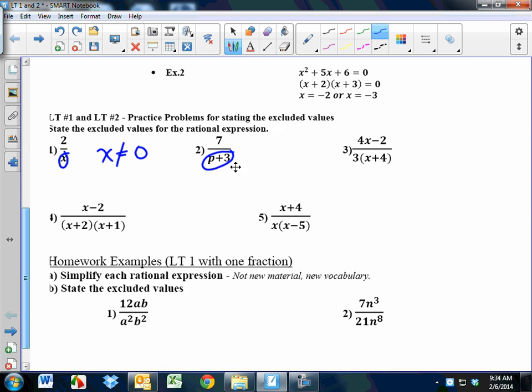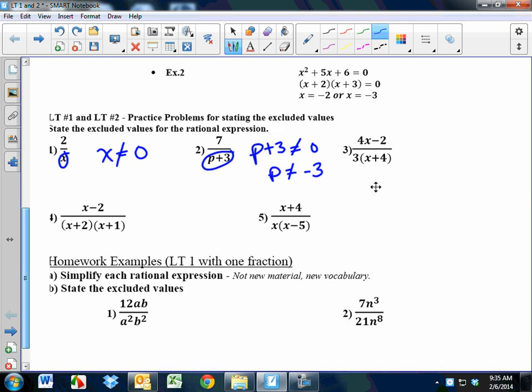The second example, p plus 3 is the denominator, so it can't be 0. So what would make p plus 3 equal 0? Subtract 3, p being negative 3. So that can't happen, so we say that p cannot equal negative 3. So again, we're just stating the numbers that the variable can't represent, what we have to exclude, or it would make the whole rational expression undefined.